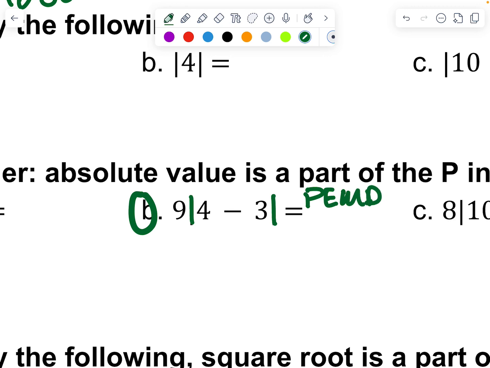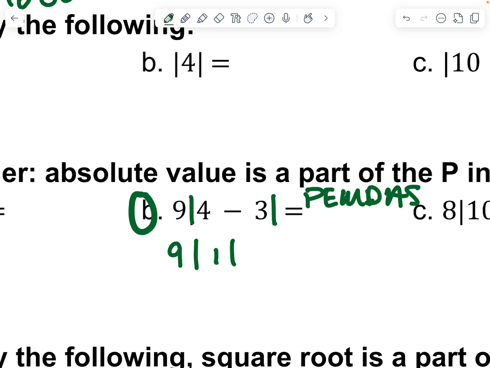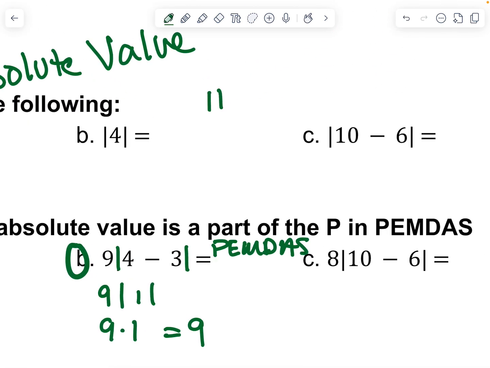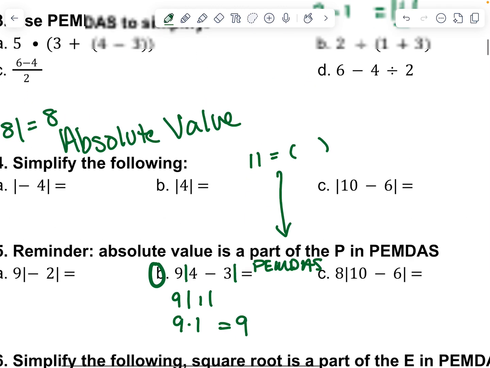Okay, so when we are doing PEMDAS, treat these absolute values like parentheses. So it is telling us to do what is in the parentheses first. That is 4 minus 3. So I'm going to be left with 9 times the absolute value of 1. Now the absolute value of 1 turns everything positive. 1 is already positive. So all I'm left with is 9 times positive 1, which is 9. So basically takeaway from this is you can treat absolute value like it's parentheses in terms of the order it comes in PEMDAS.